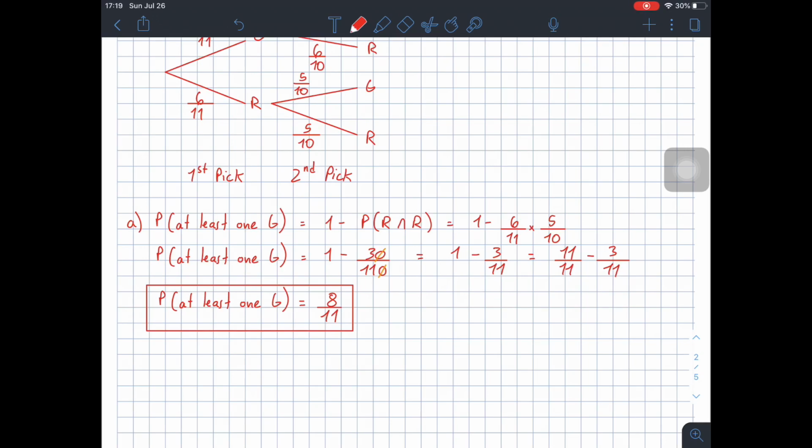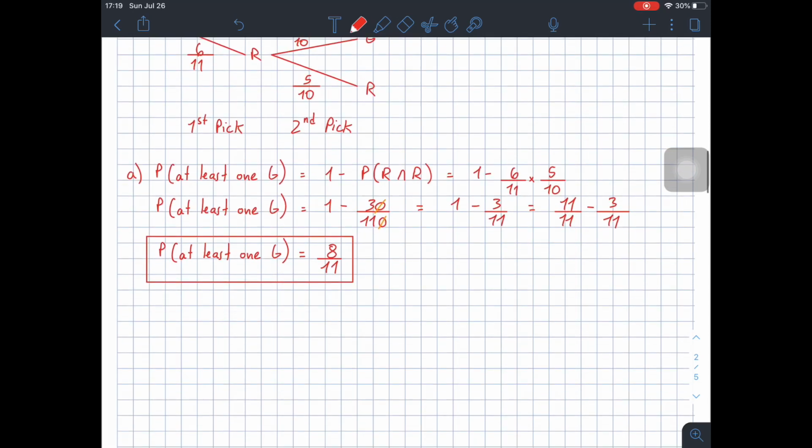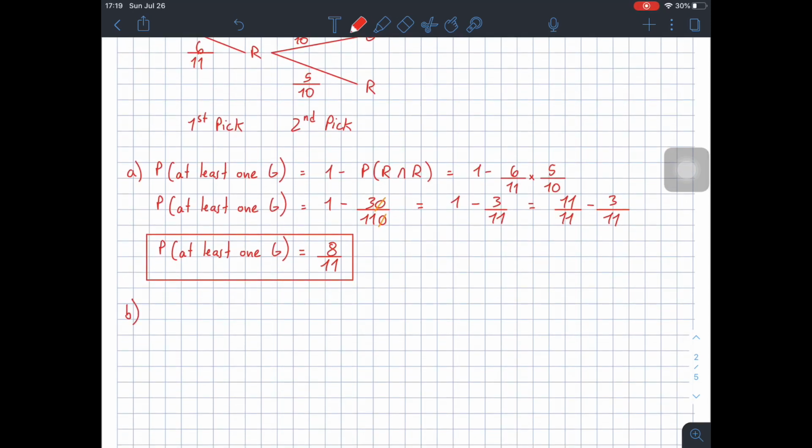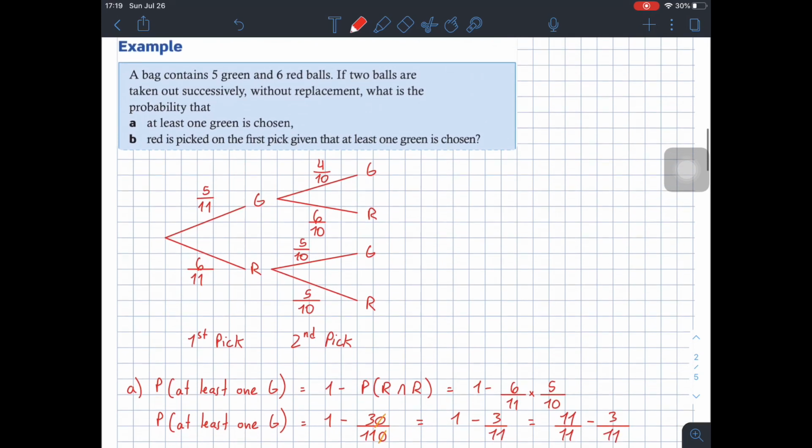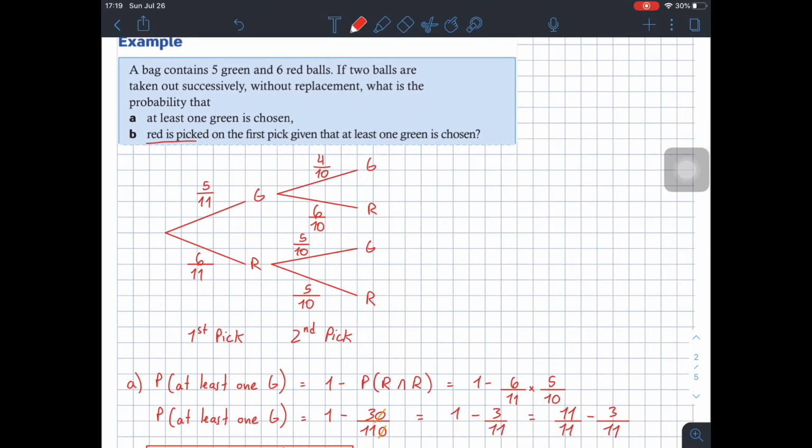Okay, let's move on to part B. Part B says the following: Find the probability that red is picked on the first pick, given that at least one green is chosen. Okay, so we have the famous "given that." Whenever we have "given that," you should recognize that we're talking about conditional probability, right?